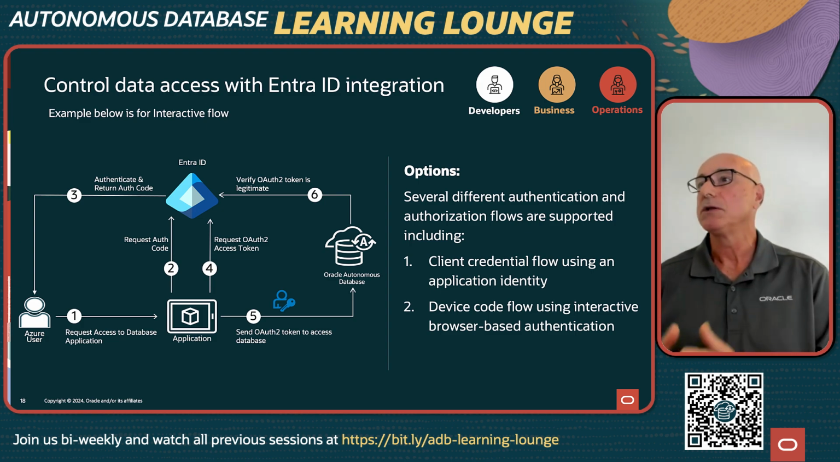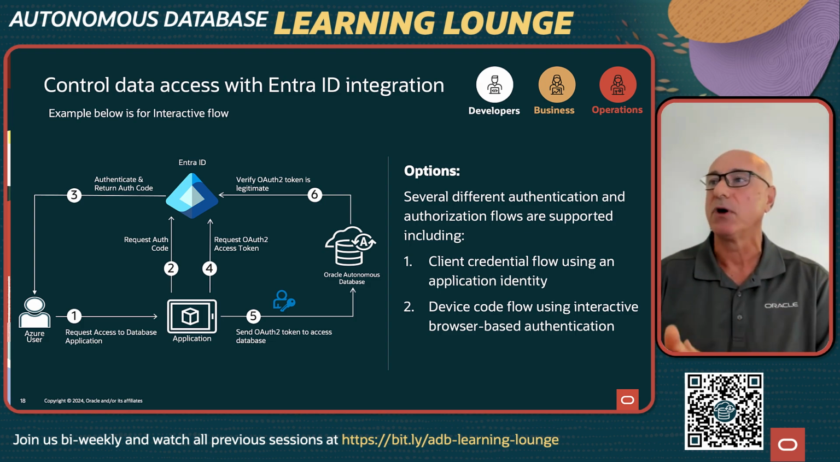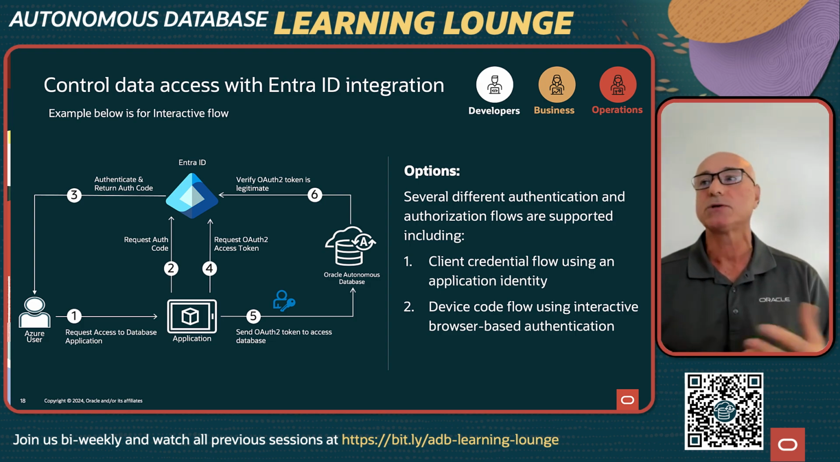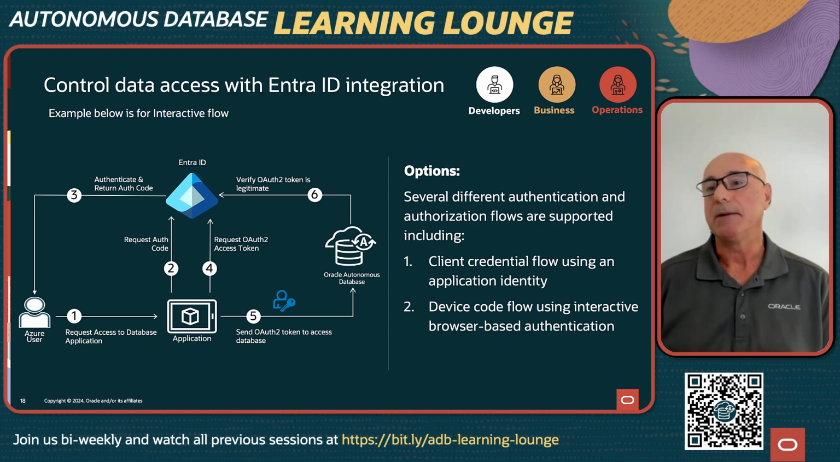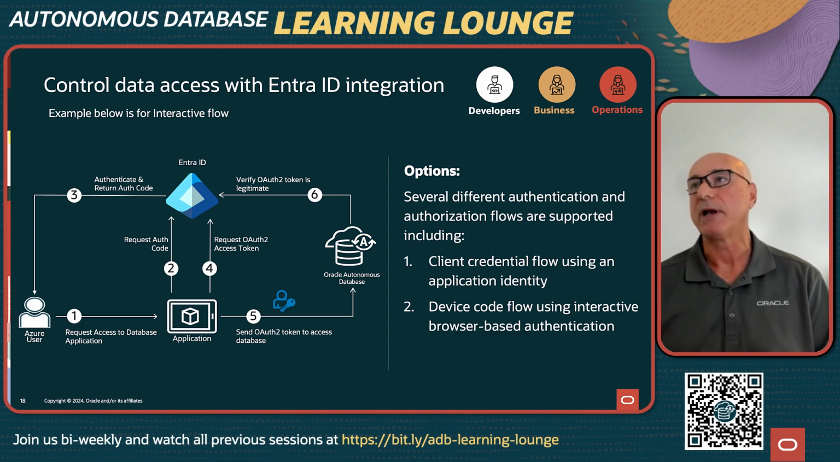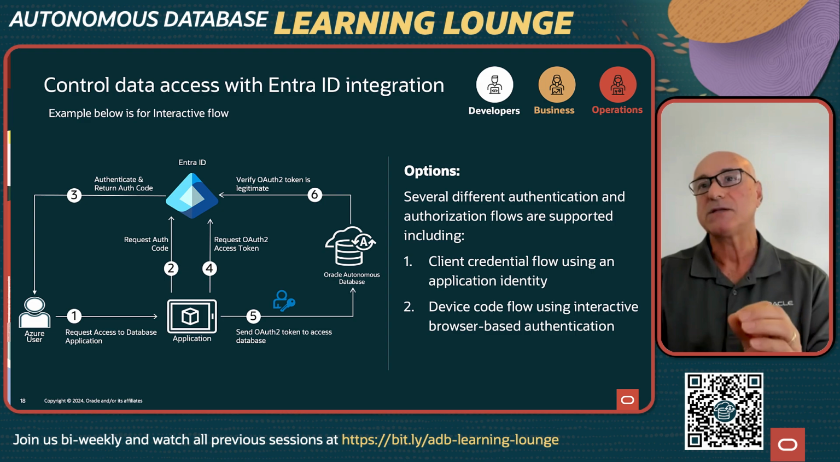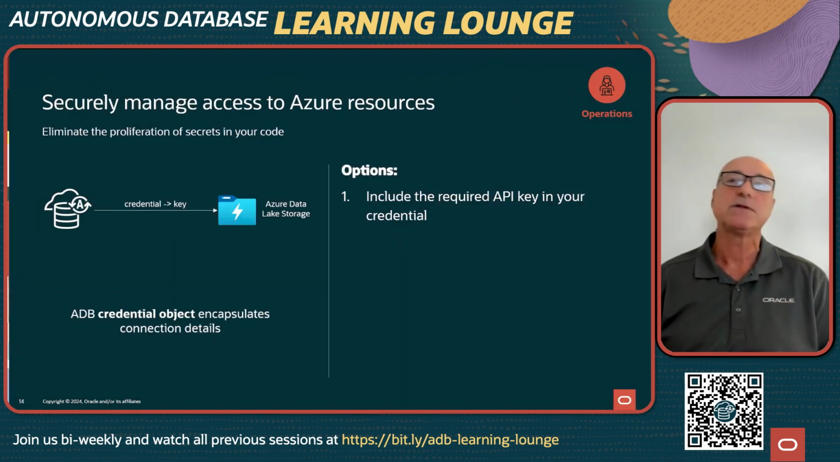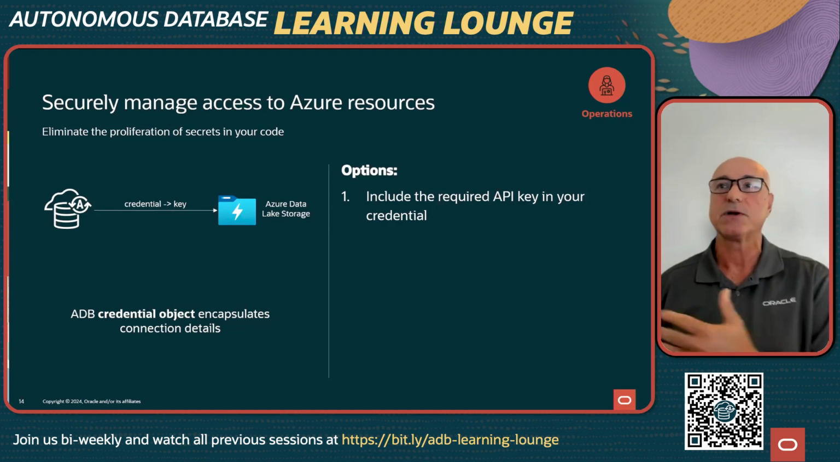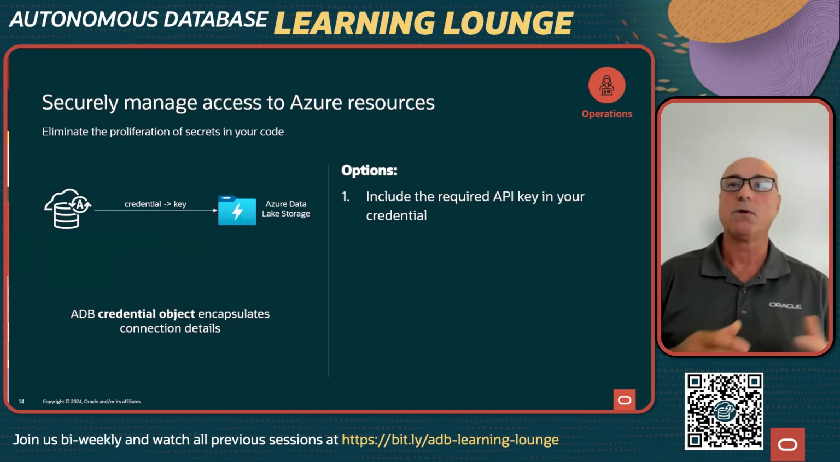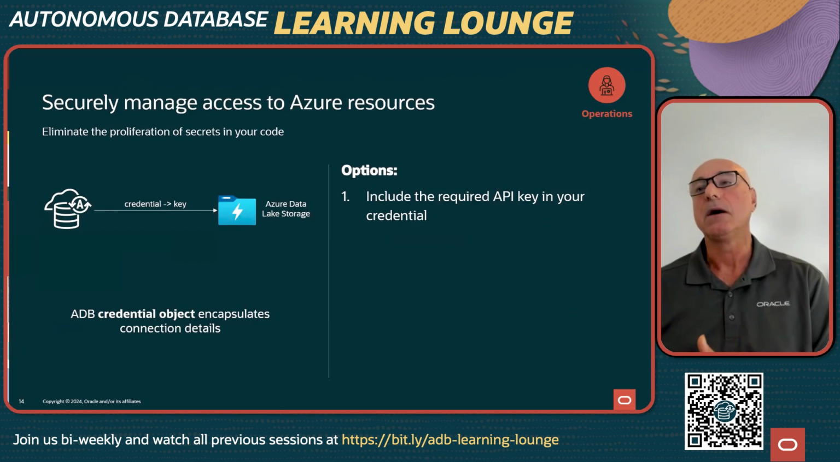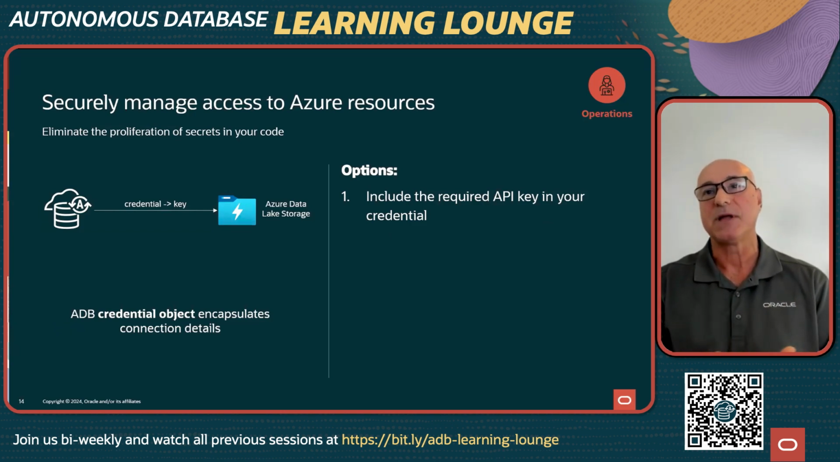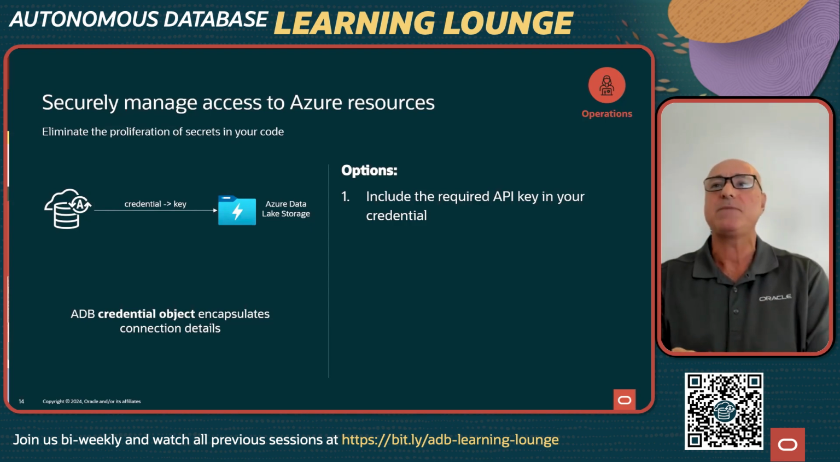Now, in this case, there's a couple options. I showed you the device code flow, which is using the interactive browser base, but there's also the ability to use things like service principals, and so on and so forth. Now, that's the application development flow. There's also obviously Entra ID to the other services, right? In this case, you're going to see later accessing the Oracle Database, accessing directly an Azure Data Lake storage account. And in the end, we encapsulate the connection details so you can include the API key directly.